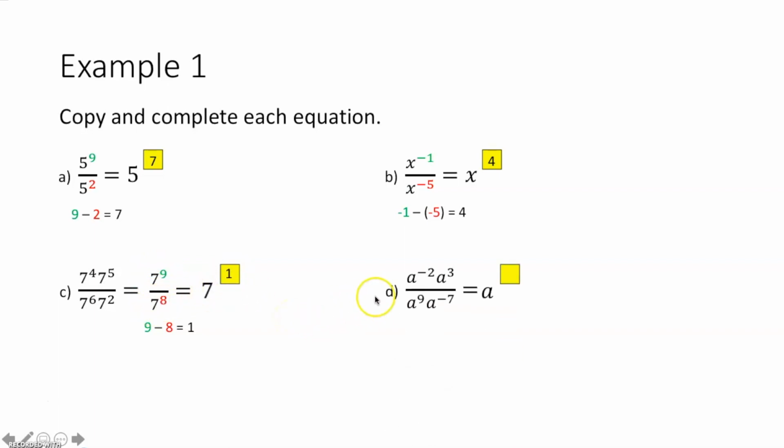And then for part D, we again have the same thing, except it's not 7, it's a this time. So we need to simplify our numerator, simplify our denominator, and then we can divide. Let's go ahead and do that.